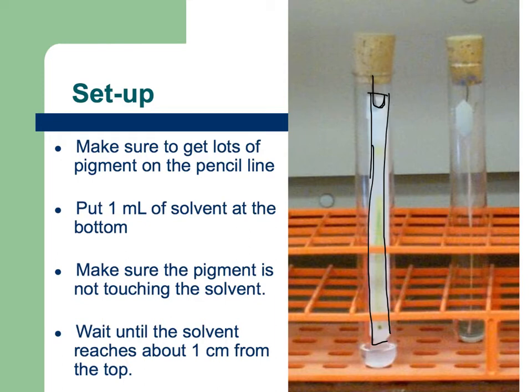And you want to wait, takes about half an hour, 45 minutes, until the solvent reaches about 1 centimeter from the top. You're going to be able to see this due to a solvent line. So in the previous picture you would have seen a solvent line, which would be probably about here. And that's when you're going to stop it, you would take it out, and then you would measure.